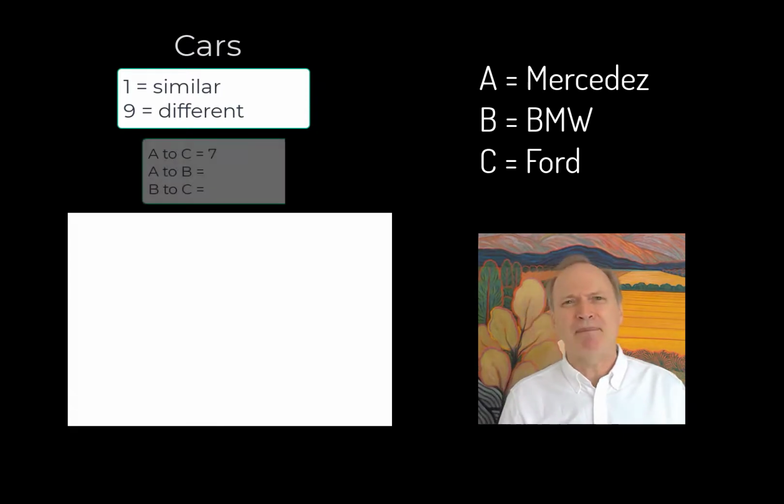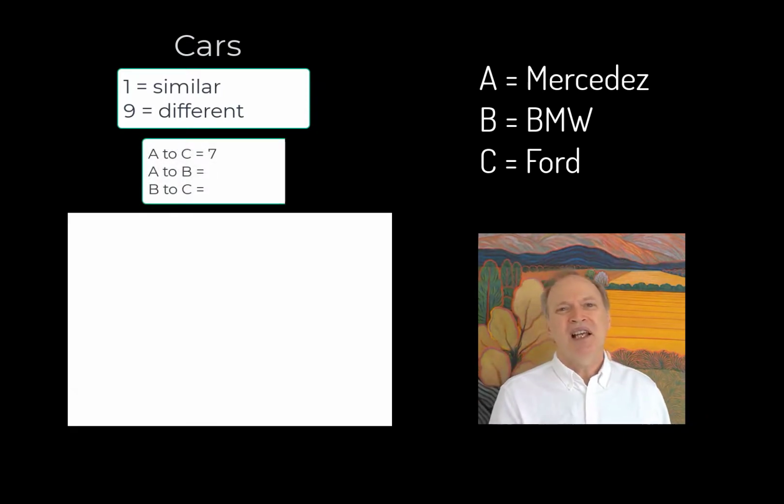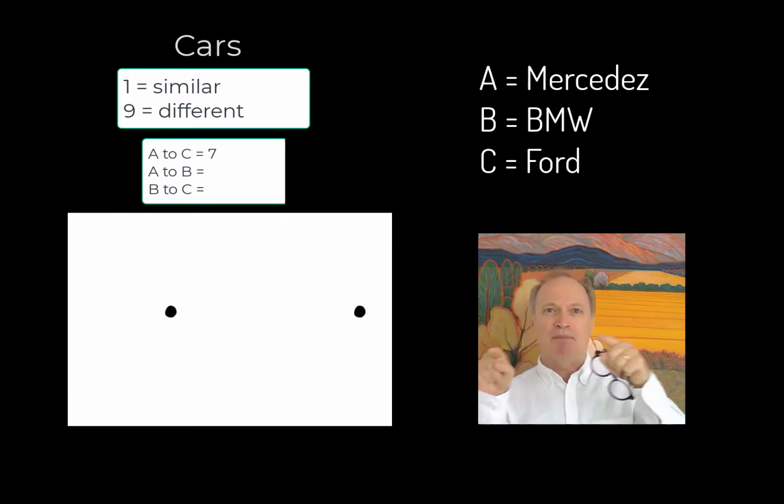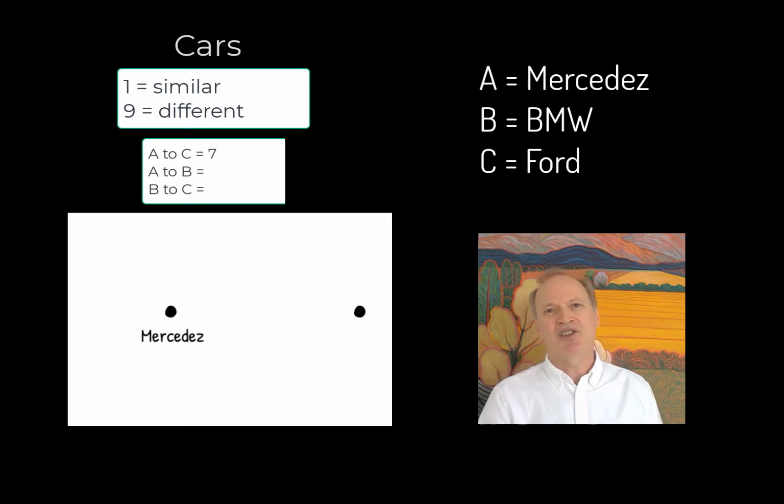Okay, so how many maps can I draw with that one number? They perceive them to be different from each other. 7. Well, I can draw an infinite number of maps as long as the two dots are 7 apart. I could draw it this way, as long as it's 7 apart. I could put them over here. It doesn't matter. I just put 2 dots. That distance is 7. I say, okay, perfect.